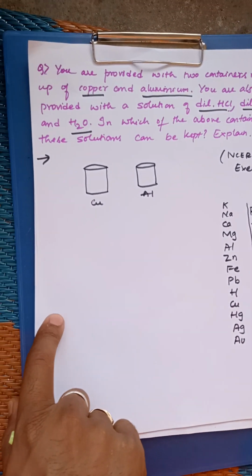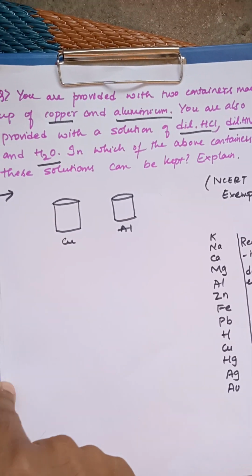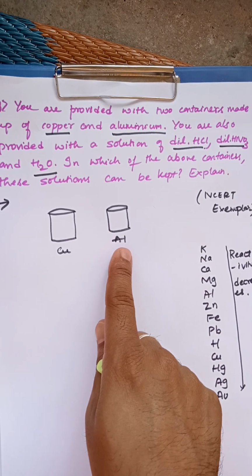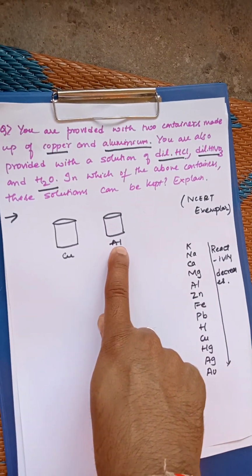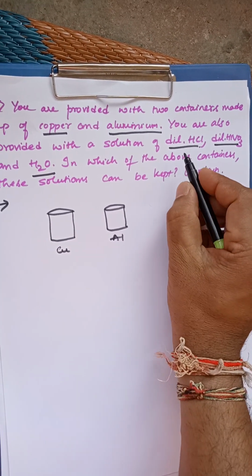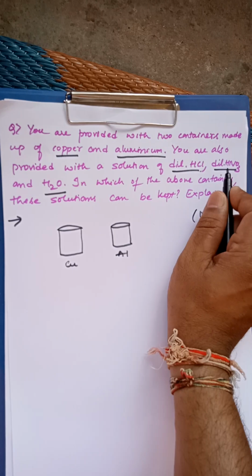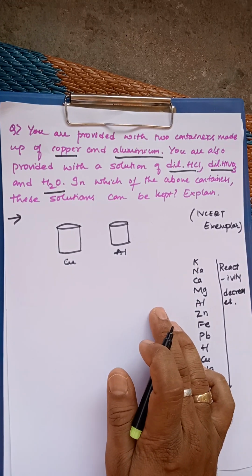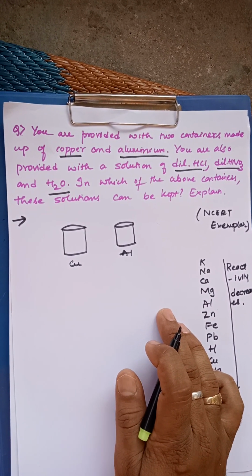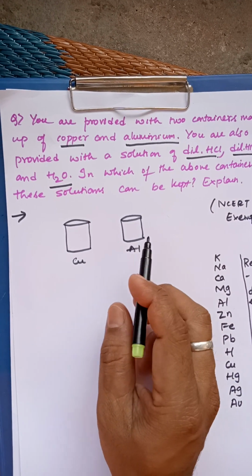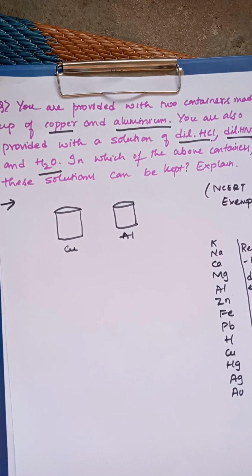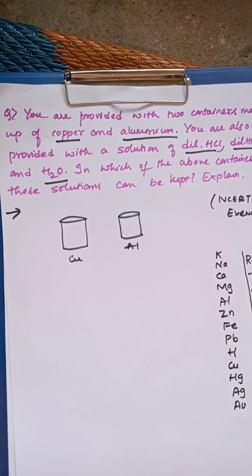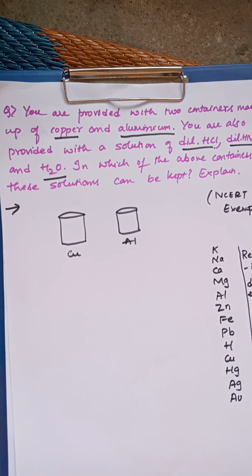Now let's get back to this question. In this question there are two containers that are provided to us. One is made up of copper, another one is made up of aluminum. There are three solutions: the dilute HCl solution, dilute nitric acid solution and water. So the question is, in which of the containers these solutions can be kept, and what is the intention of keeping these solutions? They should be kept as they are. They should not be spoiled by the container due to chemical reaction or by any other reason.